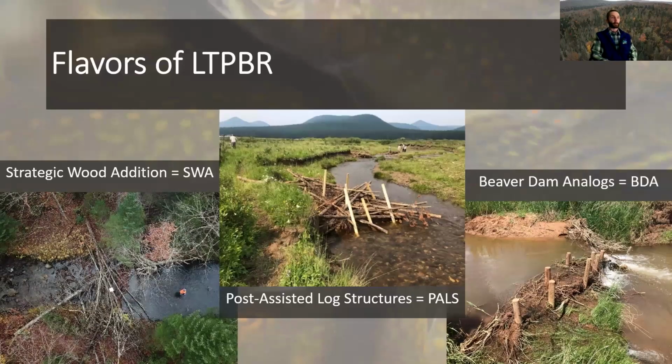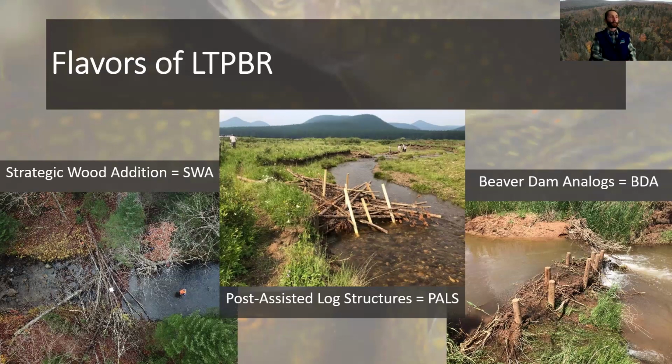Here we go. So as far as the techniques go with low-tech process-based restoration, I think of them as three flavors. The one that I'm most familiar with is strategic wood addition. That's the one that I think makes a lot of sense in a lot of places because we have forests to work with. And so we are adding wood by cutting streamside trees into the stream. And they are secured by the vegetation and roughness in the forest and on the edge of the channel.